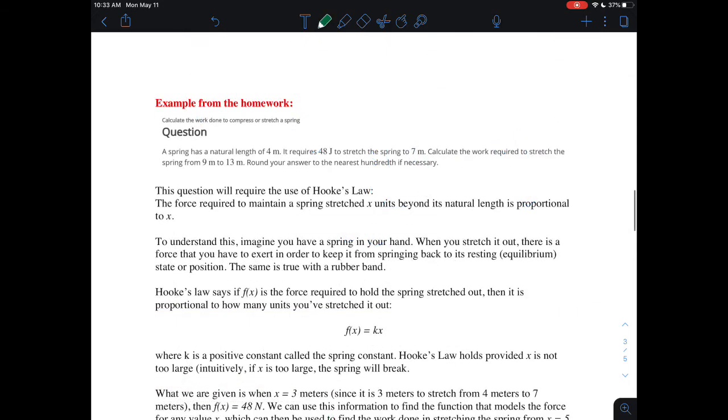Now let's look at two examples that come from the homework, which get a little bit more specific.